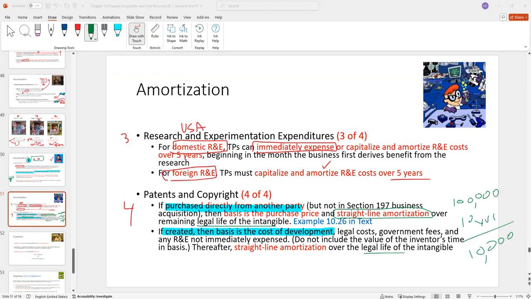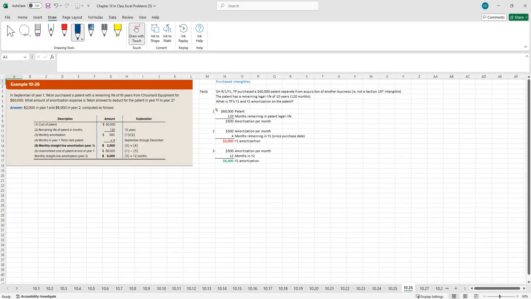So you can see an example here: there's a patent, there's 120 months left, so that's $500 per month. There were 4 months in the year, there's our amortization for year one. 12 months in year two, there's our amortization for year two, okay?